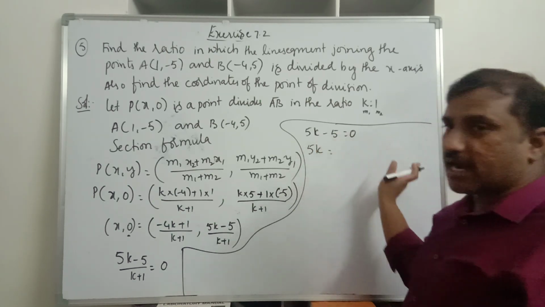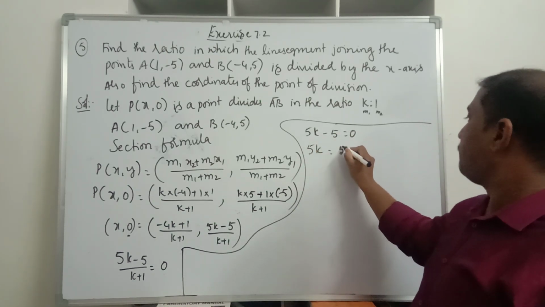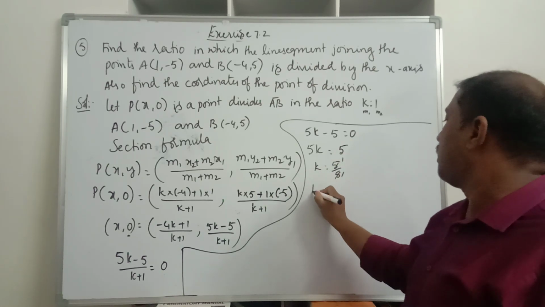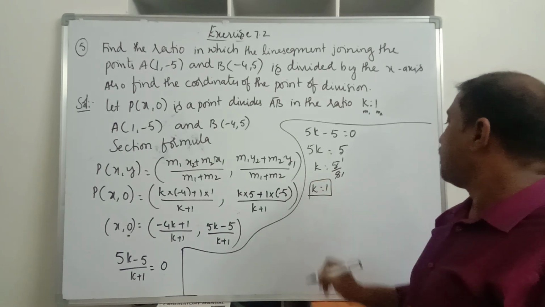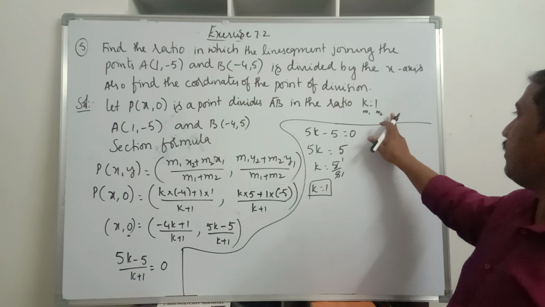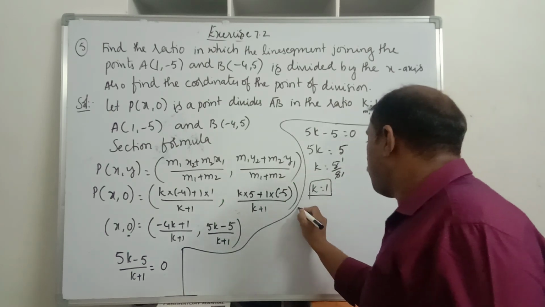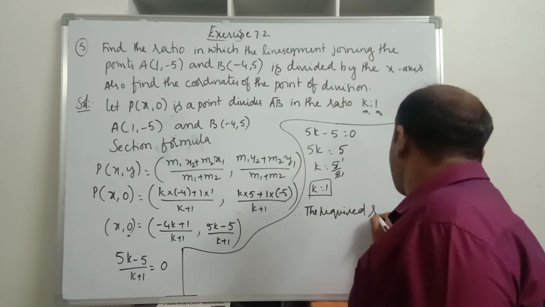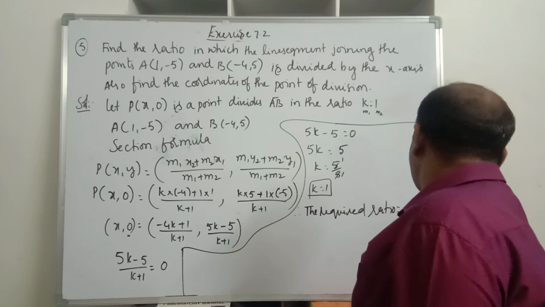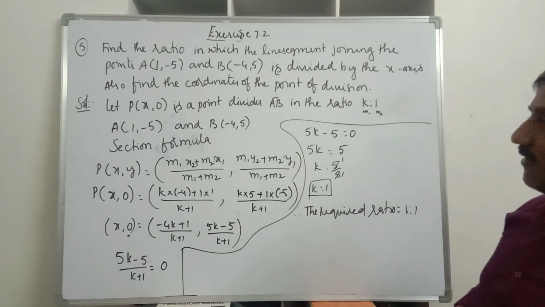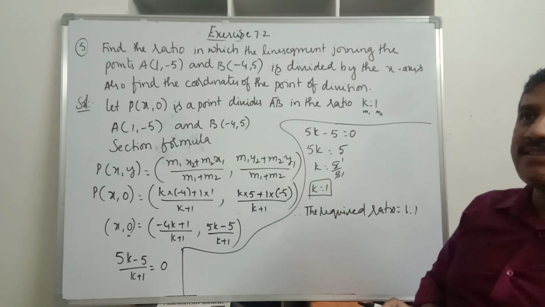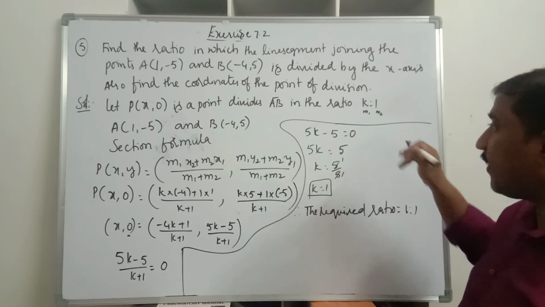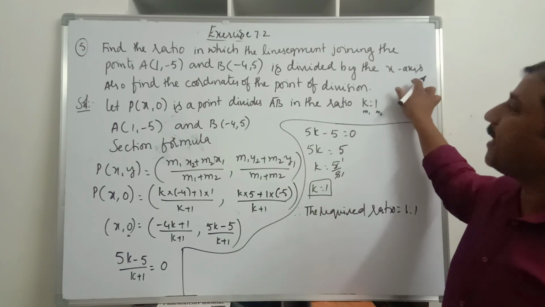5k is equals to, transpose minus 5 to RHS, we get plus 5. Now k is equals to 5 divided by 5. Now k is equals to what? 1. Therefore the required ratio is k is to 1, means k is equals to 1. Therefore the required ratio is 1 is to 1. 1 is to 1 is the required ratio. What we call that point which divides the line segment in the ratio 1 is to 1? It is midpoint or middle point of that line segment. So the first part we have done, that is ratio we found.